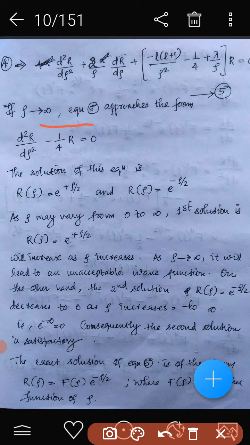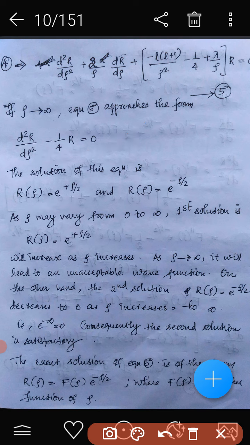If rho tends to infinity, then equation 5 approaches the form d square R by d rho square minus 1 by 4 R is equal to 0. So the solution of this equation is R equal to e to the power plus rho by 2, and R equal to e to the power minus rho by 2.